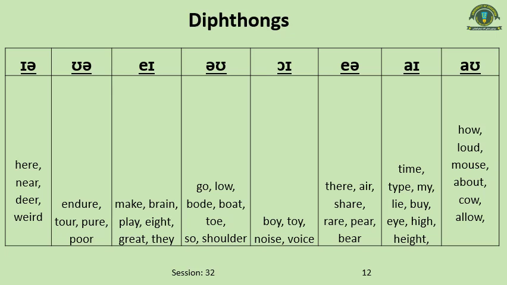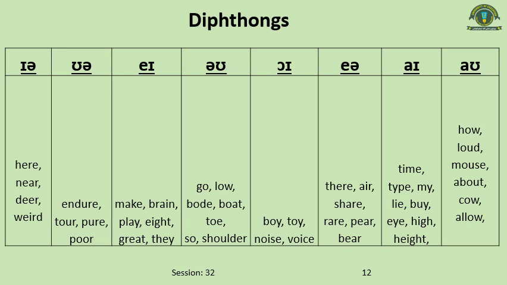The next sound is O. What is the diphthong? O. And what are the keywords? Go, low, bode, boat, toe, so, shoulder. The next diphthong is oi. Oi. The words are boy, toy, noise, voice.